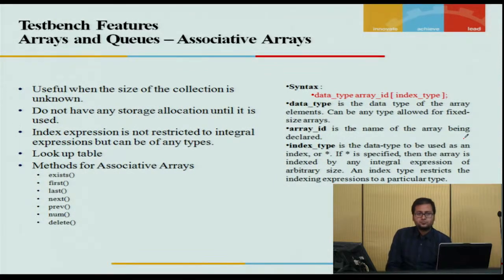In case of associative array, it is very useful when the size of the collection is unknown. As I said, they do not have any storage allocation until it is used. Index expression is not restricted to integer expression, but can be of any type. As we will see in the next slide, it can be a string, it can be classes, it can be a wildcard, it can be an integer as well. So that is one thing.